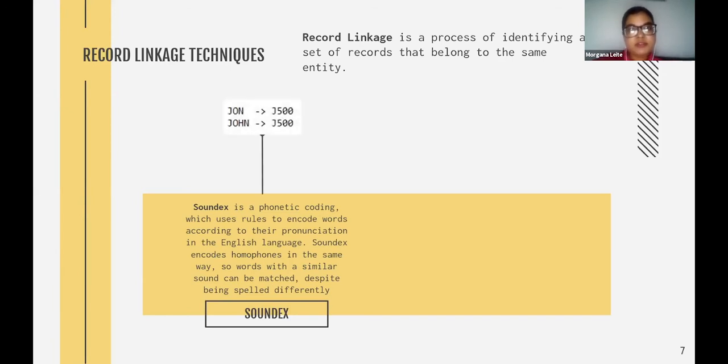I brought to you this quick example. Here we have two words, John and Jon. They have the same pronunciation, however, they are spelled differently. The first does not have an H, while the second does. When we apply Soundex to those two words, they have the same encoding because of their similar pronunciation, despite being written differently.